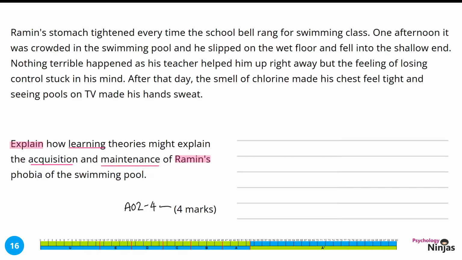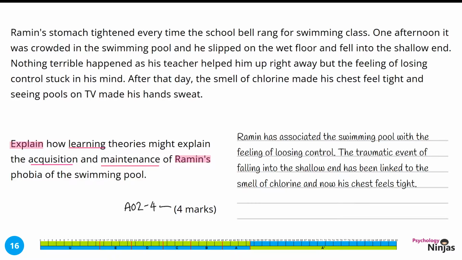Let's have a look at a response. Rahman has associated the swimming pool with the feeling of losing control. The traumatic event of falling into the shallow end has been linked to the smell of chlorine, and now his chest feels tight. We've clearly understood with learning theories that we're talking about an association between two things to explain a phobia.